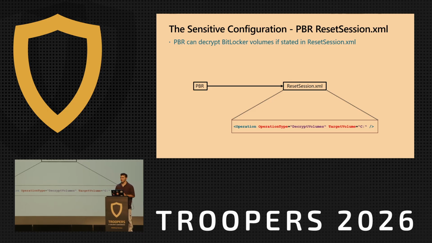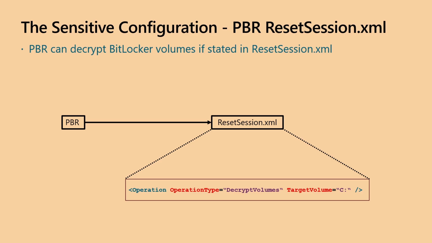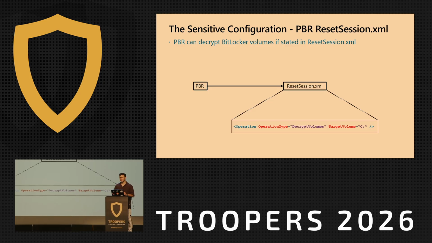So specifically, among the PBR configuration files is an XML file named reset_session.xml. This XML file defines the full set of operations executed by PBR, so it's like an action list. So when PBR executes, it just follows the actions that are written in that file. Now, notably, this file contains the decrypt volume directive, which instructs PBR to decrypt an arbitrary BitLocker encrypted volume. And as you can see, we can set that target volume to any volume that we want. So we can set it to C, D, or anything.